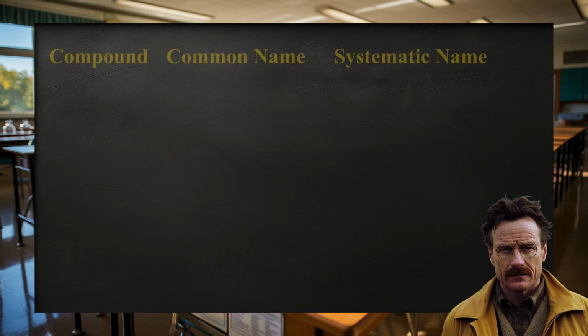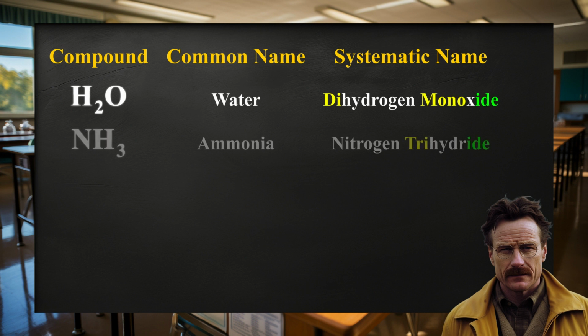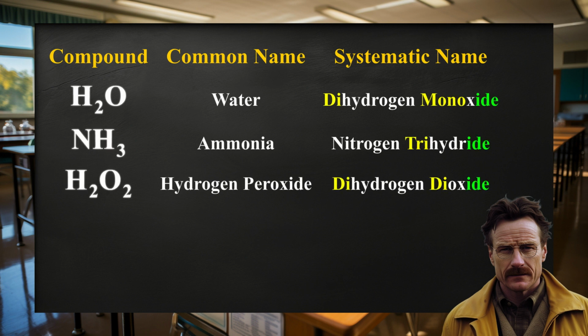Some compounds are always referred to by their common names. 3 examples are water, ammonia, and hydrogen peroxide. For example, the chemical name for water is dihydrogen monoxide. When you refer to water by its chemical name, it sounds like a really dangerous chemical.